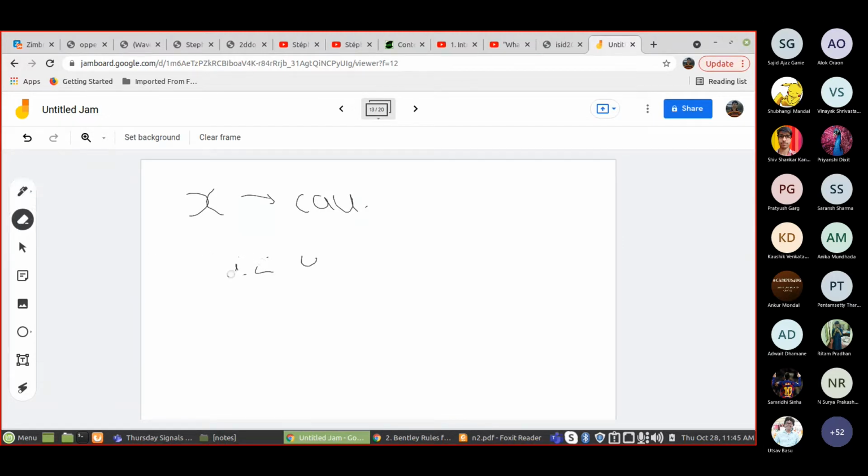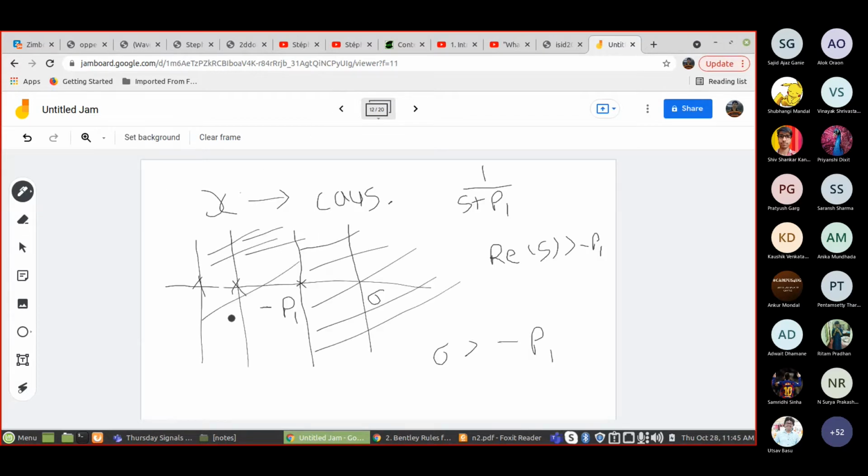Yes, in the previous slide, you took the region of convergence as real part of s greater than minus p. Okay, no, no, this is not t. There is no t in here. So this is the s plane. This is real part of s, so this is sigma. And if I have the j omega axis here, this is j omega. There is no t in here.